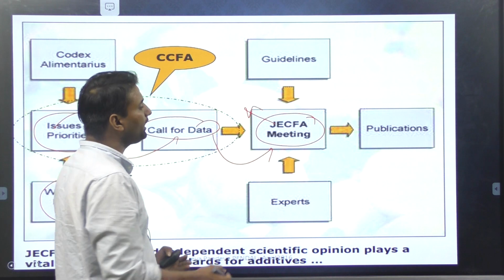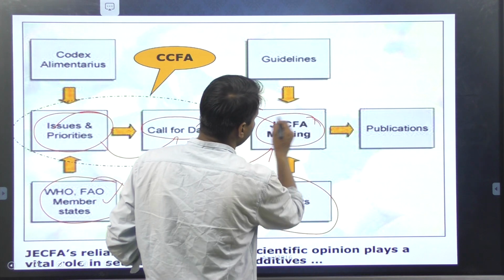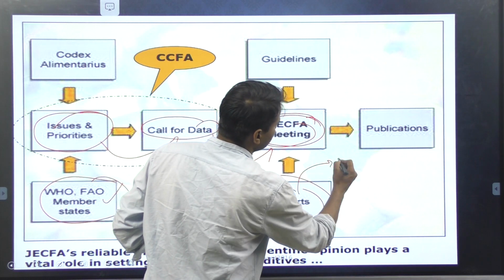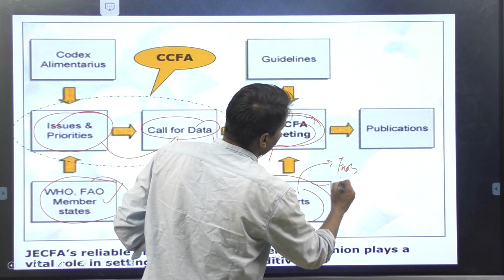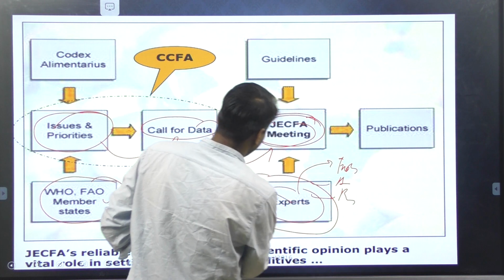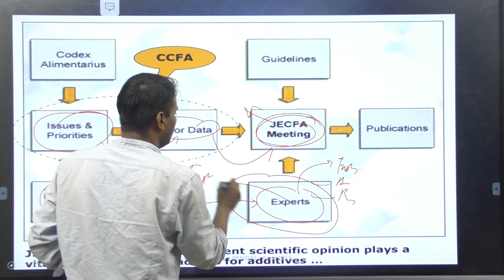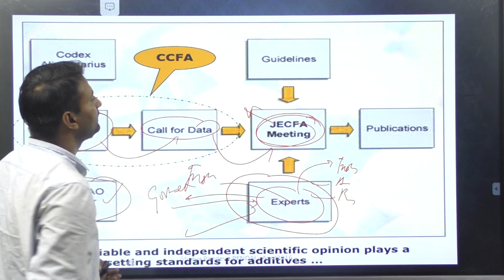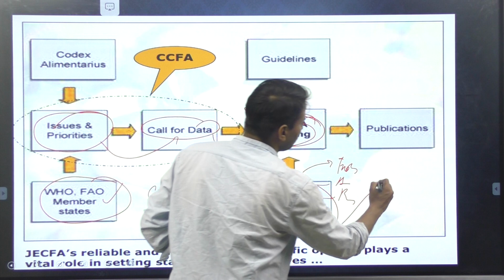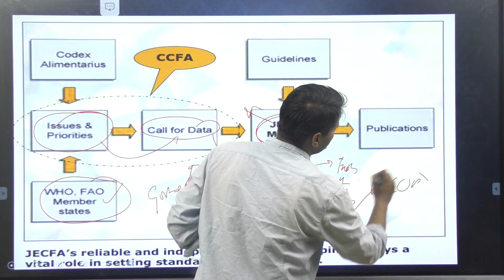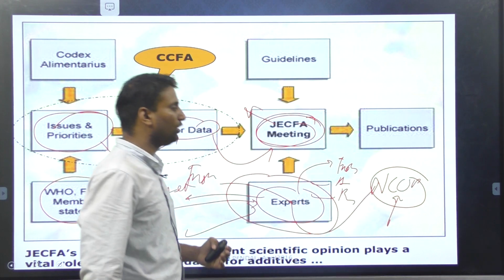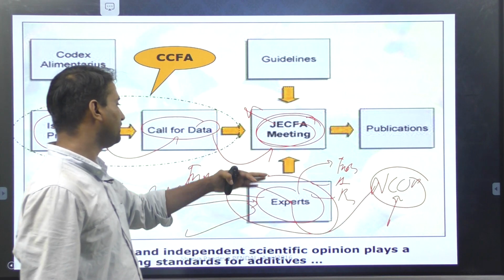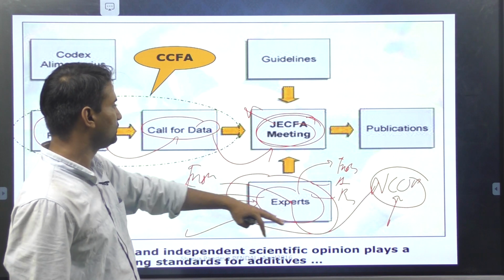So where is the JECFA meeting getting its inputs? It is getting inputs from experts, and these experts can be institutional, academic, researchers, industry people, government bodies, etc. I'm not going into that detail, but India is one of the members where the NCCP, the National Codex Contact Point, which is FSSAI in Delhi, is one of the expert members, and one of the meetings has to be attended by the NCCP Delhi.